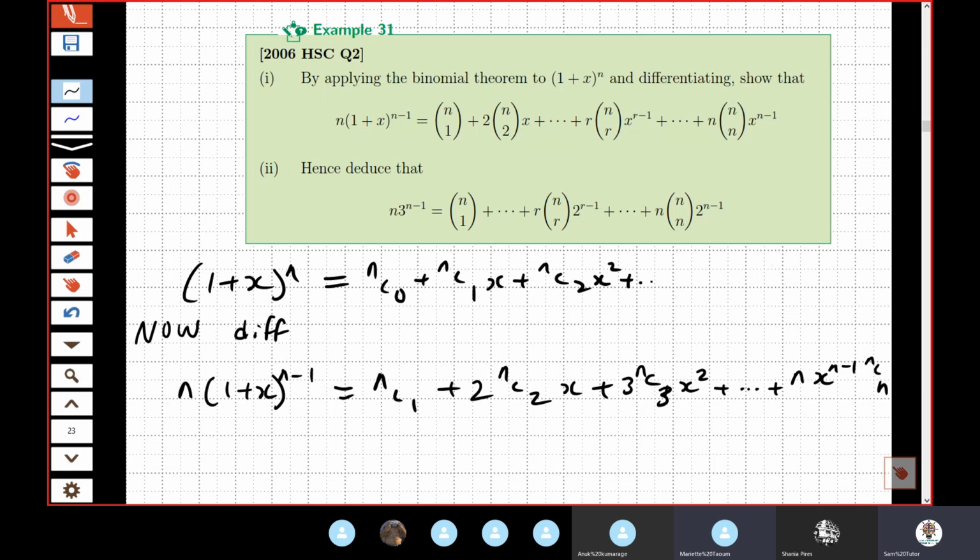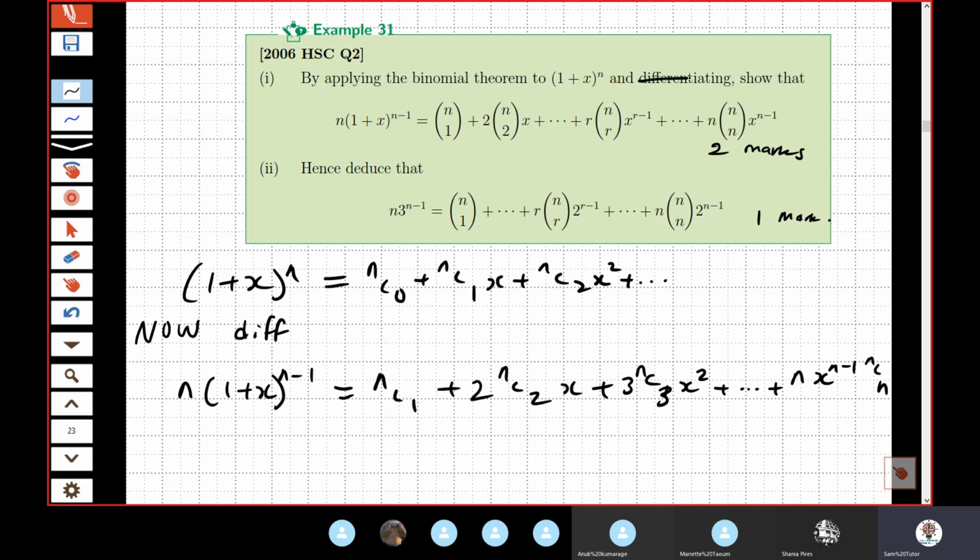Sam, would this just be worth 1 mark? This, no, 2. Oh, okay. And then this is worth 1 mark. 3 marks altogether. And n choose 0, where was I?